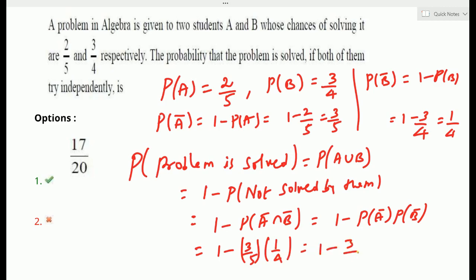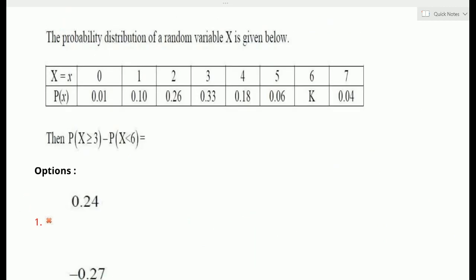By simplification, what is the option? 3 by 5 into 1 by 4 is 3 by 20. Now by the LCM, 20 minus 3 by 20. 20 minus 3 is 17, so 17 by 20. That's it. That is clearly given as the first option. Clear? It is better to do this indirectly. Not solved by both of them means the sum of the probabilities is 1. If it is not solved by both of them, we can remove it from the total probability 1, right? Right. Yes, so far what I solved was from probability.